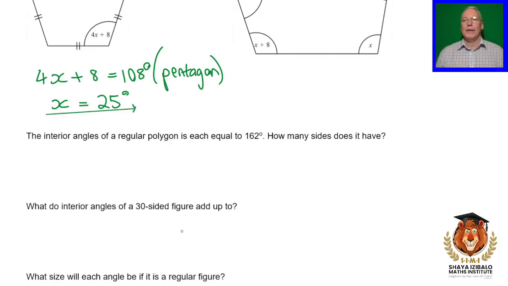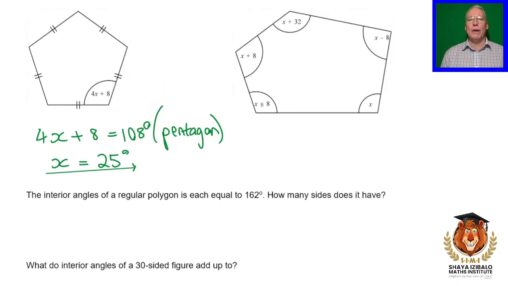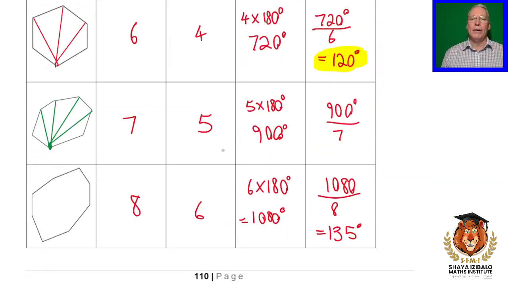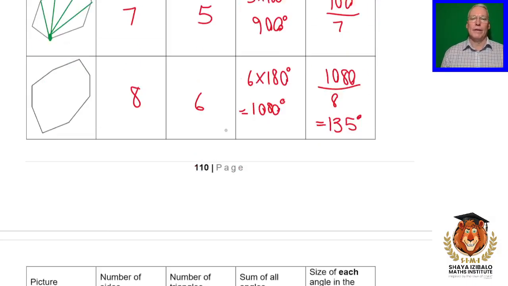Okay, right. This here is how many sides? 1, 2, 3, 4, 5. All the angles of a pentagon add up to 540. So what we actually know is if we add all of these up, we must get 540 degrees. If you're wondering how we know that, let's go back to our table here. Pentagon, the angles add up to 540 degrees.